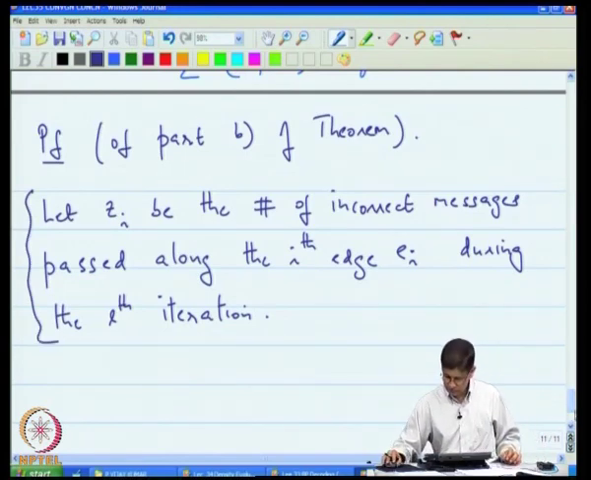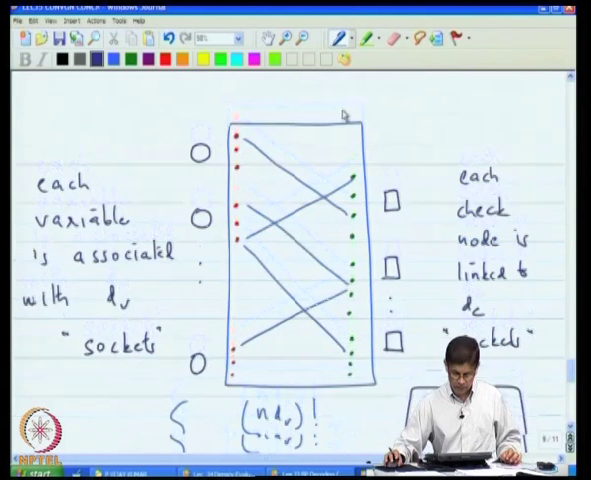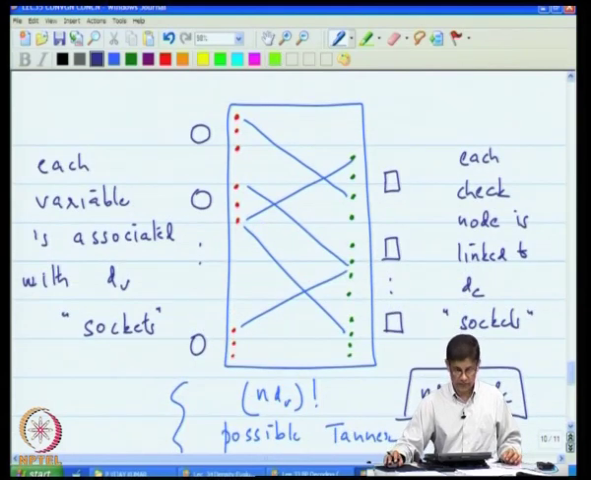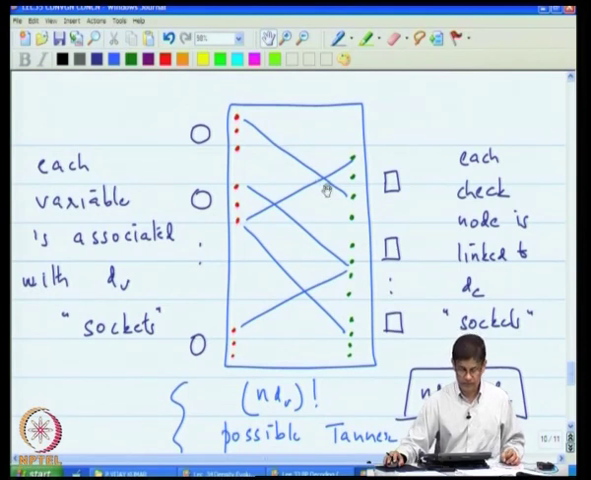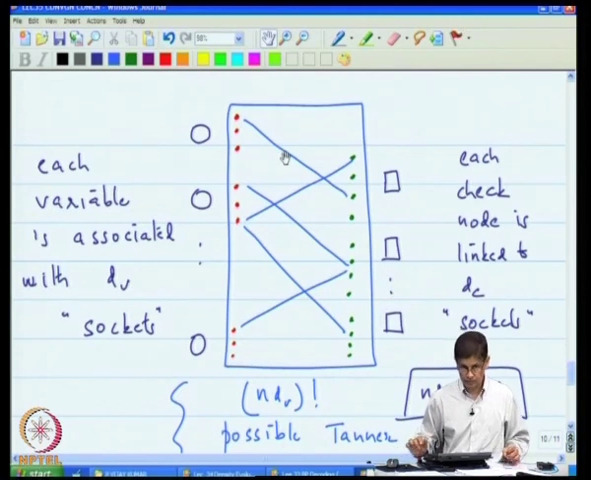So, that means here what we are doing is we are assuming that these edges here are numbered in some serial fashion, and let us say that this is the first edge. Maybe you count from the left first, you use the sockets to determine the number of the node edge. So, Z1 is the number of incorrect messages passed along this edge during the lth iteration.